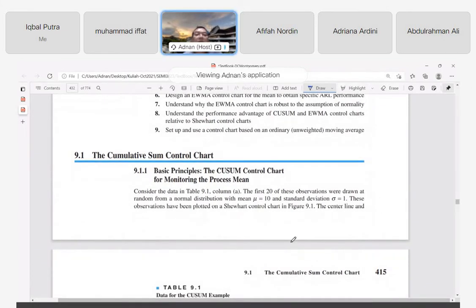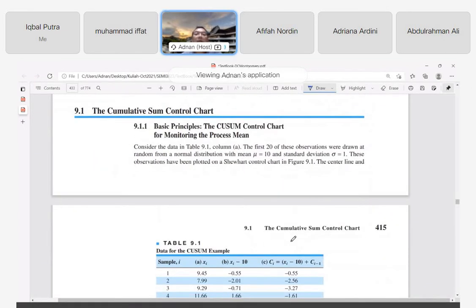Okay, let's start with this. We started discussing this CUSUM, the CUSUM control chart for monitoring the process mean. We are monitoring the mean of the process. Meaning that if we have a normal distribution there, we are trying to monitor this mean, how the mean varies.